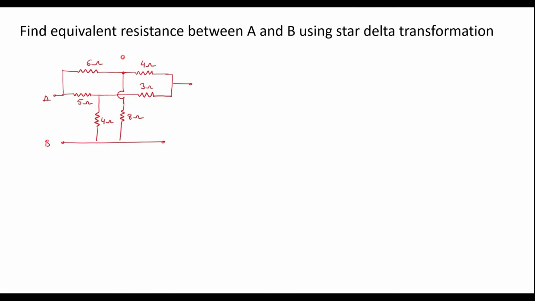Let's take one example on star delta transformation. Find equivalent resistance between A and B using star delta transformation. This is the given circuit. Here we can observe that resistors 6 ohm, 4 ohm and 8 ohm are connected in star fashion.